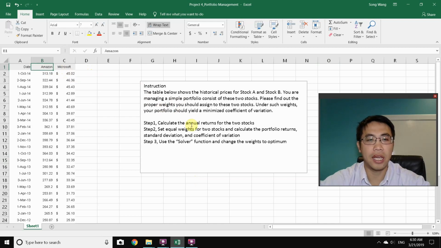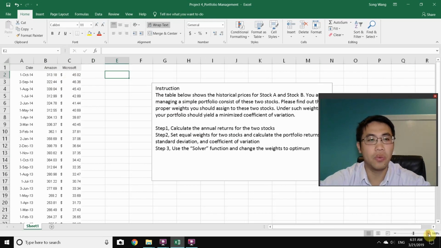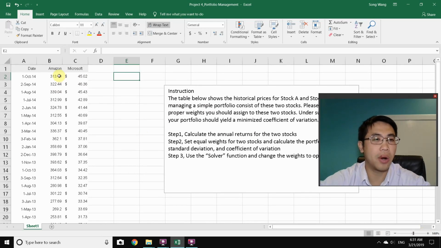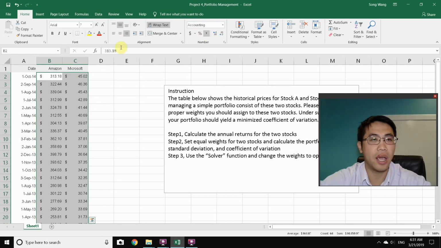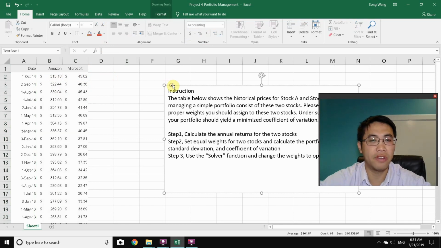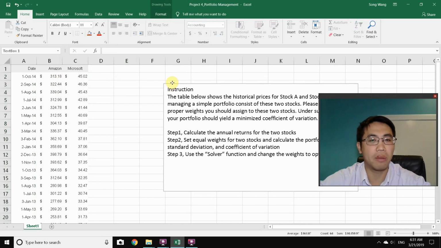And the steps you need to take here is first to calculate the annual returns. Right here, if you observe, you will see the stock prices are in dollar figures and they are at a different amount. Amazon comes with hundreds of dollars and Microsoft comes with dozens of dollars. So if you just compare the prices, the dollar figures, it's not really an apple-to-apple comparison. So you need to convert all the prices to returns in percentage to make it an apple-to-apple comparison.